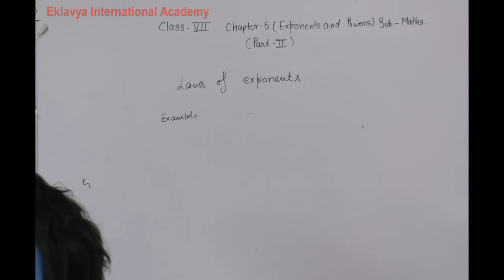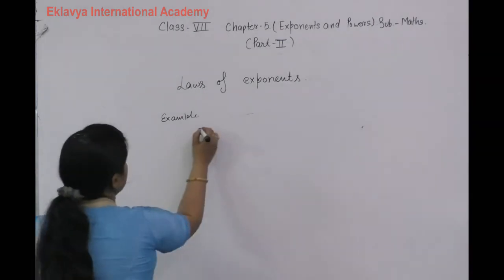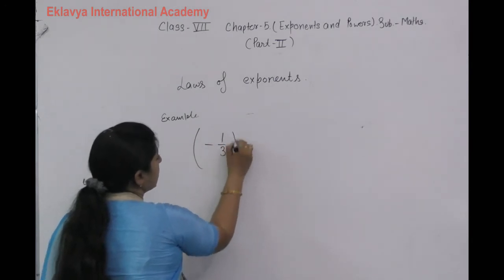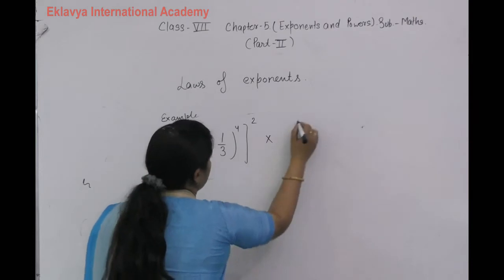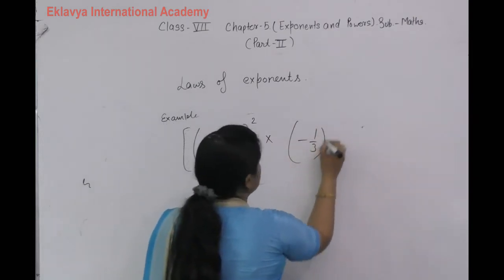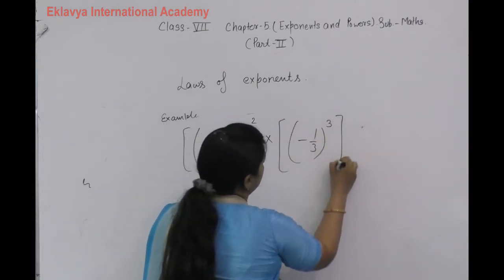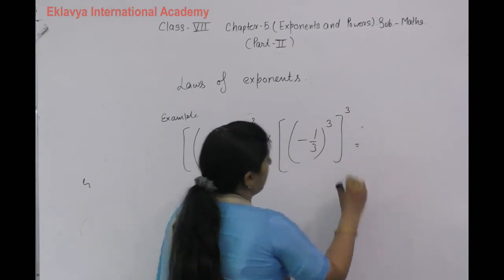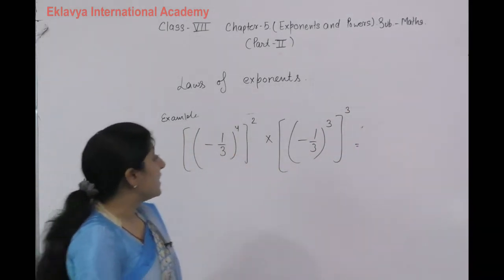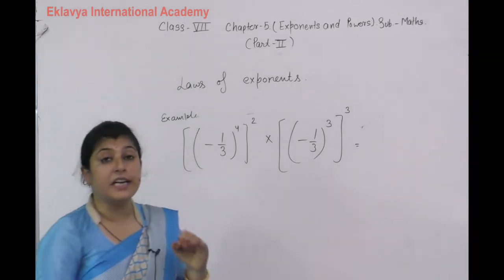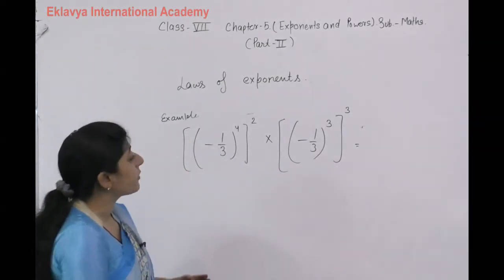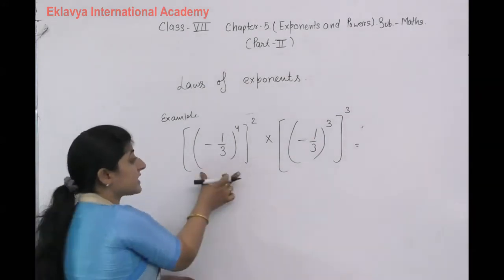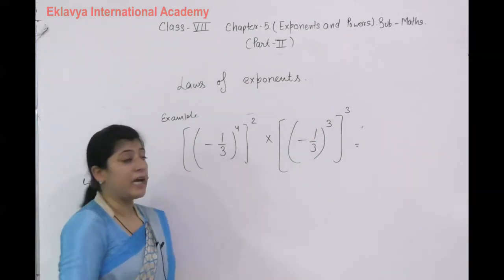Next question we take: express as a single exponent (-1/3)^4)^2 multiplied by ((-1/3)^3)^3. We have to express it as a single exponent.